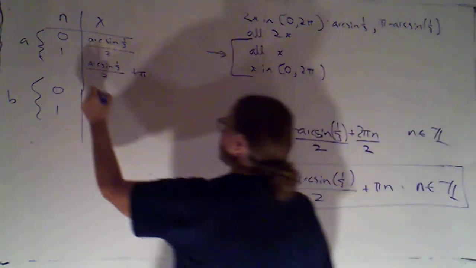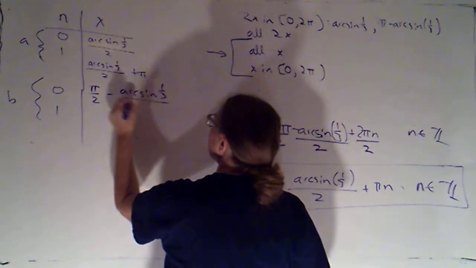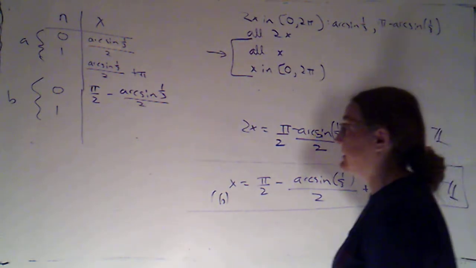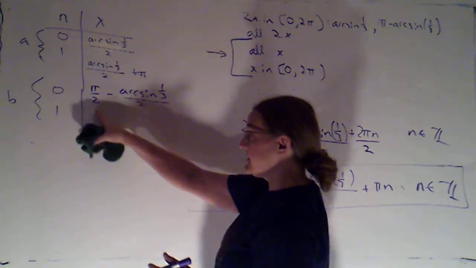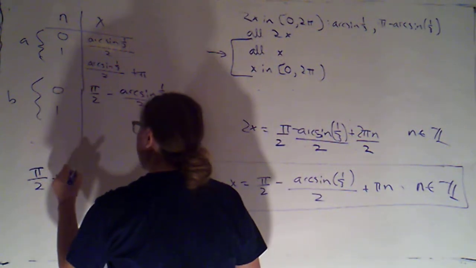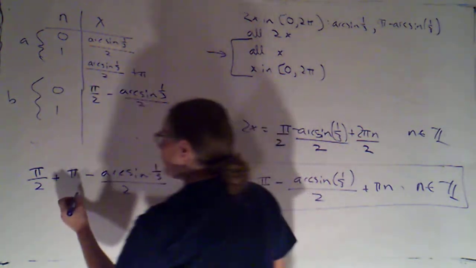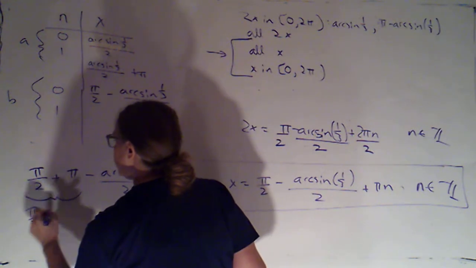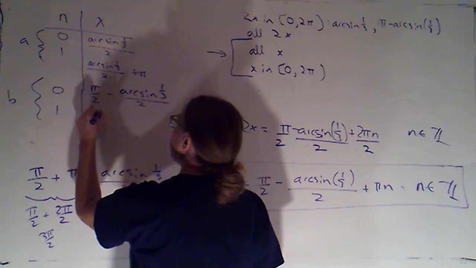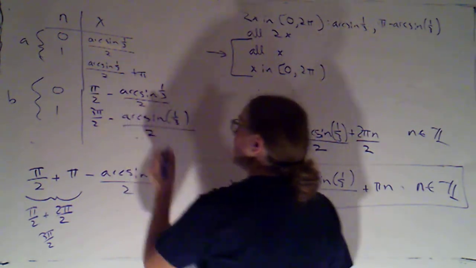And then if I look at B with n equaling 0 and 1, if n is 0, I'm just getting this. So we'll have pi over 2 minus arc sine of 1/3 over 2. If n is 1, I'm going to add pi to that. Now, if I add pi to that, I can actually combine that with the pi over 2. So I'm going to just have pi over 2 plus pi minus arc sine of 1/3 over 2. Of course, this is pi over 2 plus 2 pi over 2. So that would be 3 pi over 2. So I'm going to get 3 pi over 2 minus arc sine of 1/3 over 2.